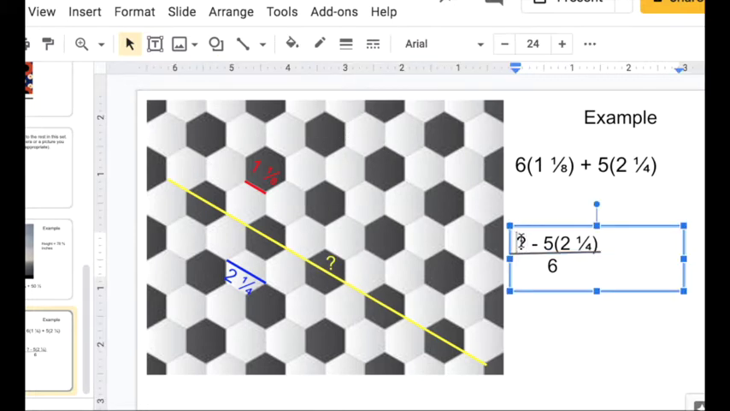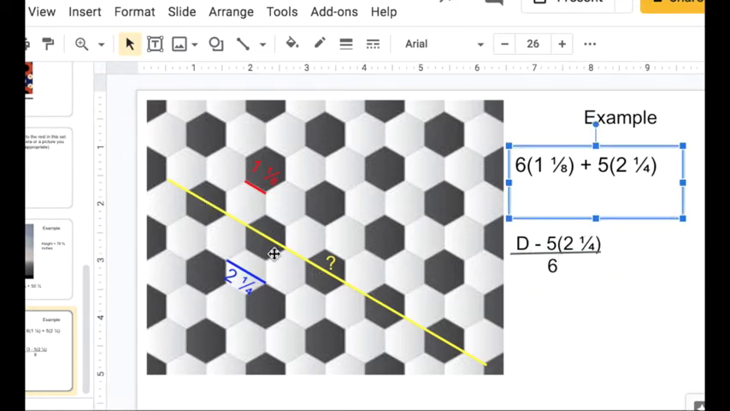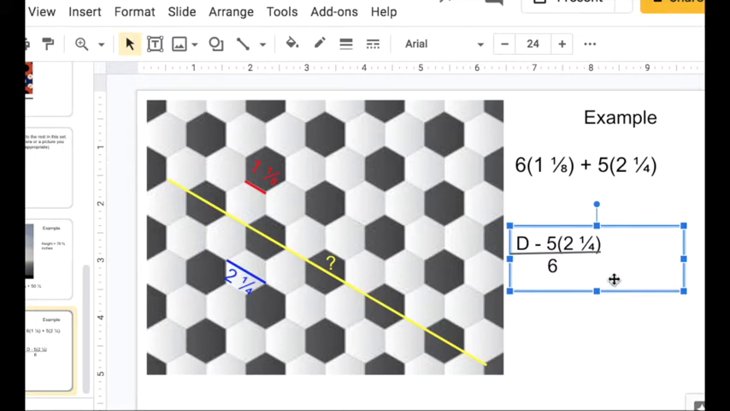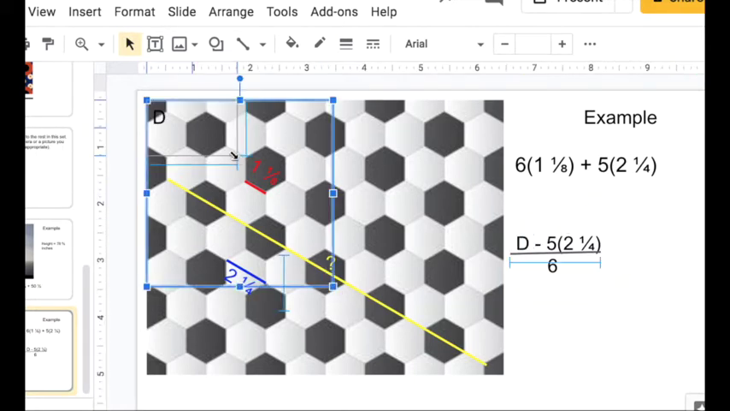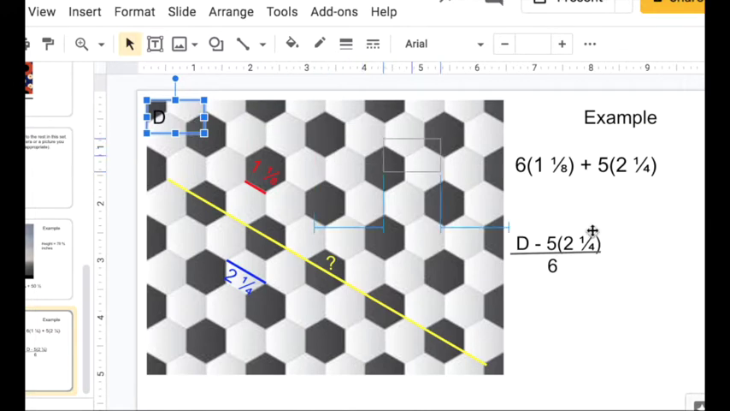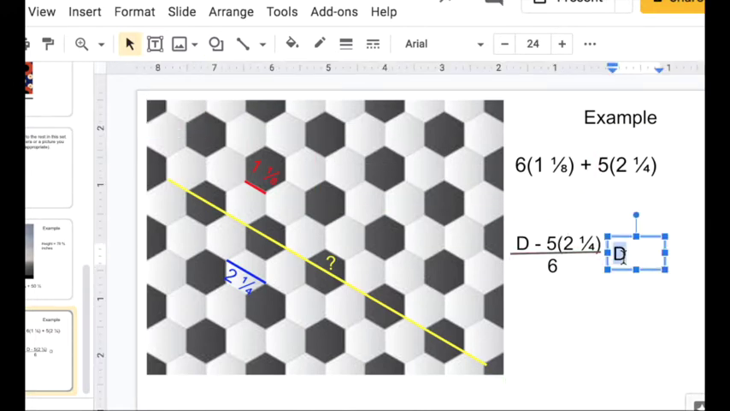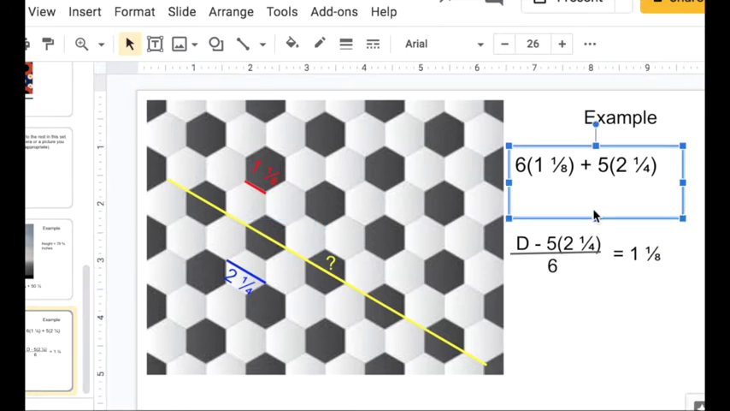We're doing, again, distance minus five full hexes will give me just the partial hexes. And if I divide by six of those, I should get the length of the red piece. So equals 1 1/8. That'll be an algebraic expression.